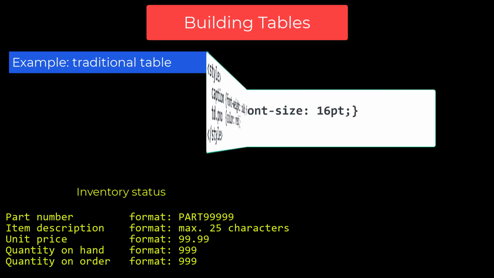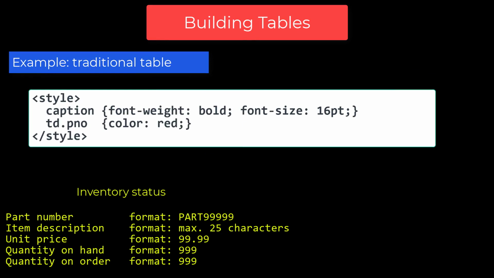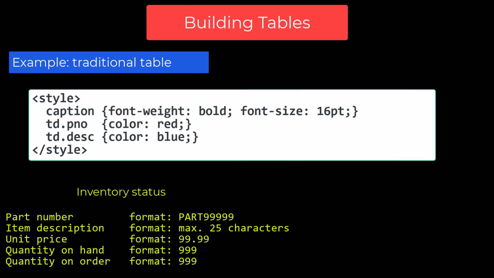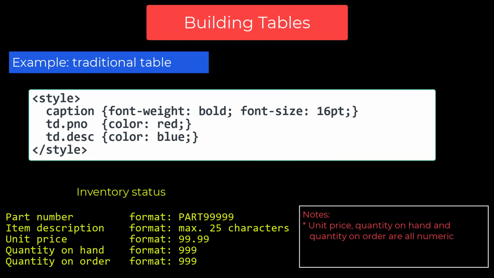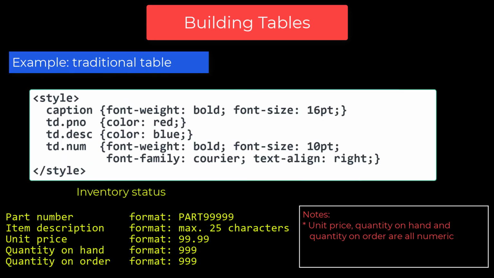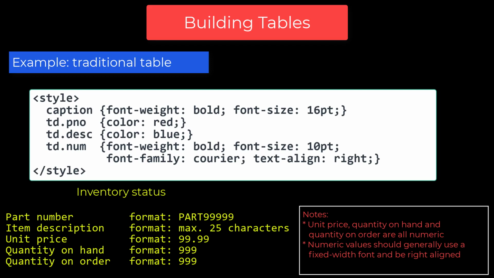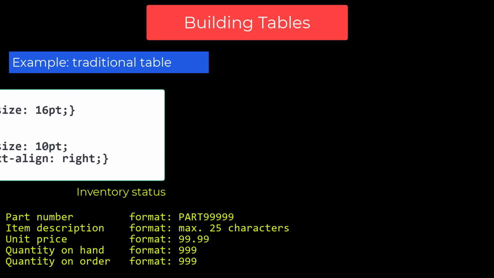For part number, which will be in TD elements, color it red. So td.pno, we'll set that as a class and color red. For description, which will also be in TD elements, we'll color it blue. So td.desc, color blue. Note that unit price, quantity on hand, and quantity on order are all numeric values. So we can say td.num, font-weight bold, font-size 10 point, font-family courier, text-align right. Note that numeric values should generally use a fixed width font and be right aligned.